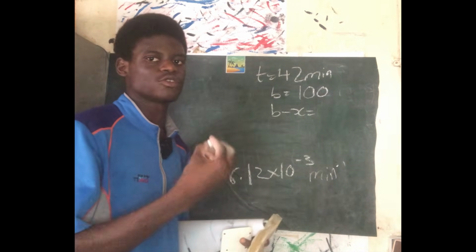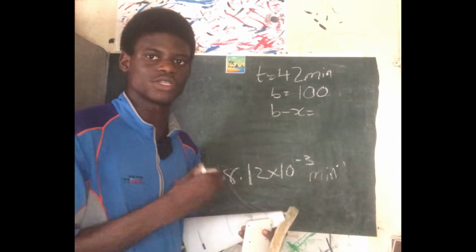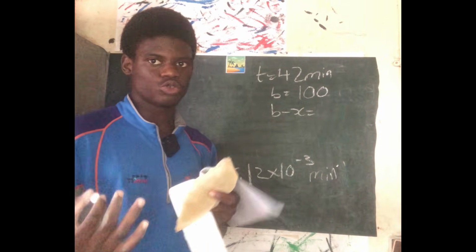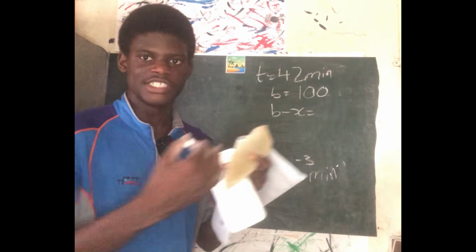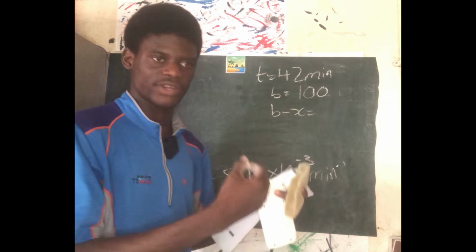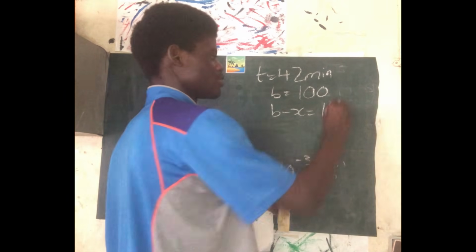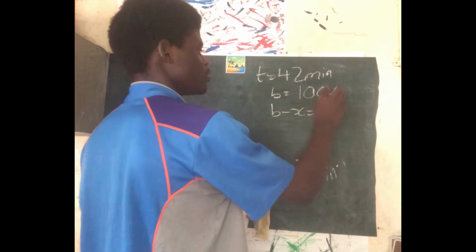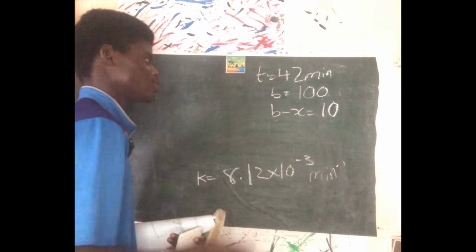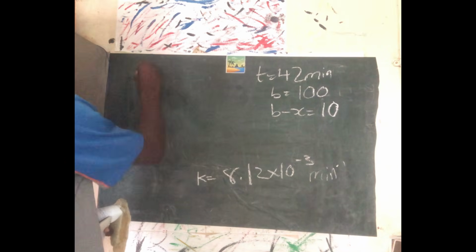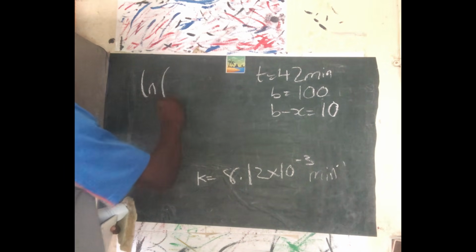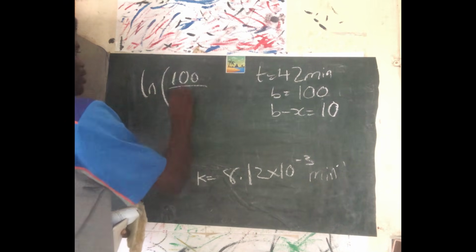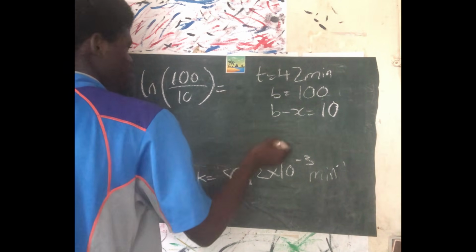For something to be 90% complete, that means it's 10% incomplete. That's 100 minus 90. So 90% has been used up. The remaining, which is now 10%, is the final concentration. So write it as 10%. That's if you are given the question in percentage. So this one will be 100%, this one will be 10% because this is the final concentration. They're asking us to look for the time. That will be ln of initial concentration, 100, over final concentration, B minus X, that's 10, equal to kt.